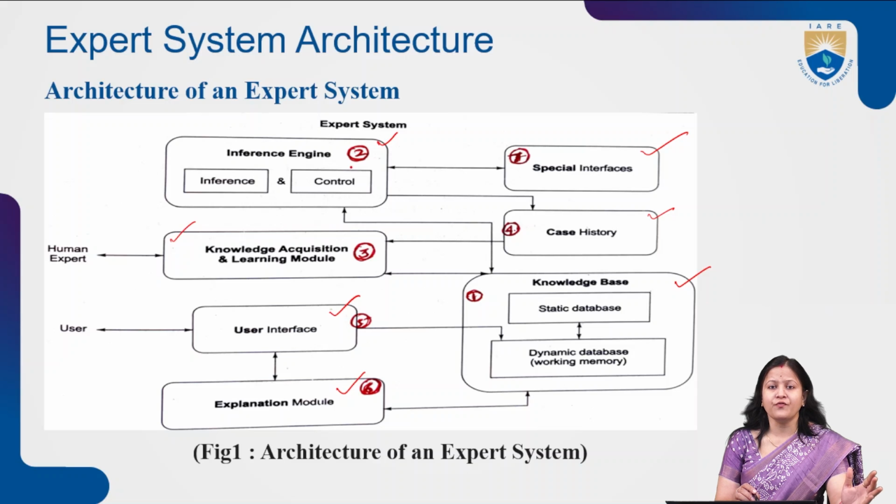Then the second component is called the inference engine. The purpose of the inference engine is that it interacts with the knowledge base every time. Inference engine means it can infer the result, and that is why it is called the inference engine. It can infer the result, or the conclusion, by interacting with the knowledge base. The inference engine consists of 2 important components. One is inference, another one is control. That also I will discuss.